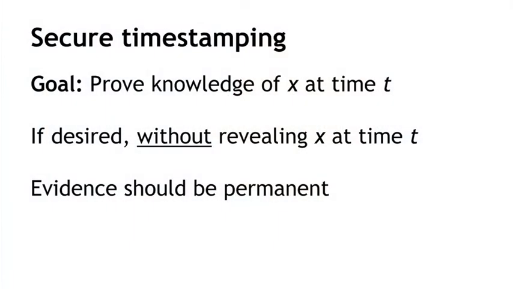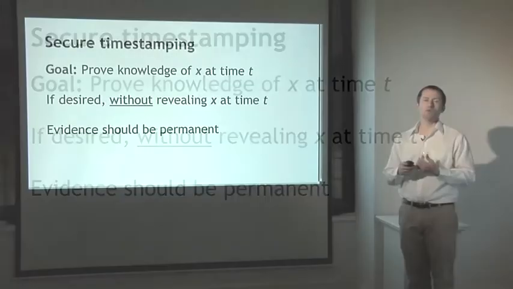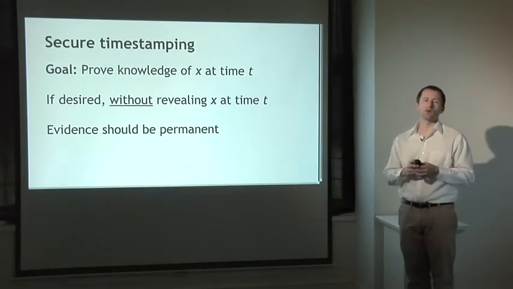So what we'd like to build using this is secure timestamping. And the goal here is that we want to be able to prove that we know some value x at a specific time t. We know it at no later than time t. And oftentimes we're going to want to be able to prove that we know what x is without actually revealing it at time t, but revealing it later. And we want the evidence to be permanent. So we have a permanent record that we knew some information x at time t or earlier that nobody can ever destroy after the fact.